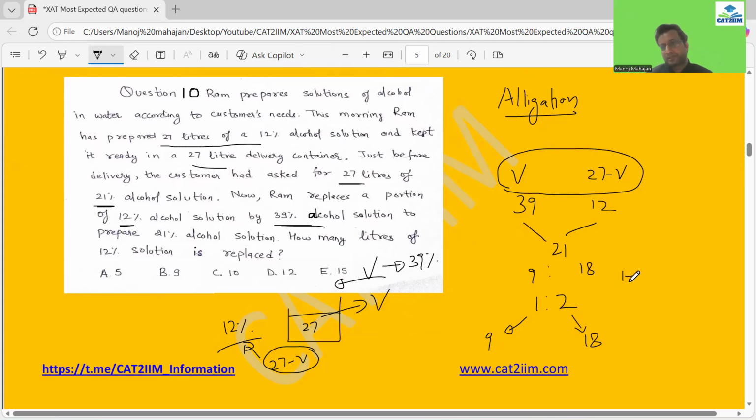So what we did is simple, 1 plus 2, let's add 3, unitary method I'm doing. So 3 is equivalent to 27. So 1 would be 9. So 2 would be 18. So how many liters of 12% solution is replaced? That is the value of V they are talking about, which is again, like the previous question, the answer 9. Over here also the answer is 9.